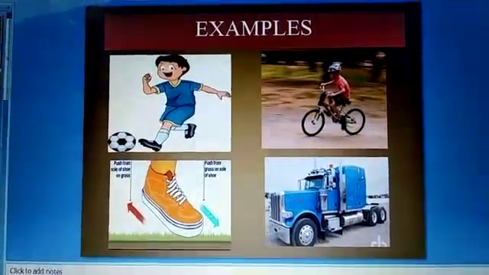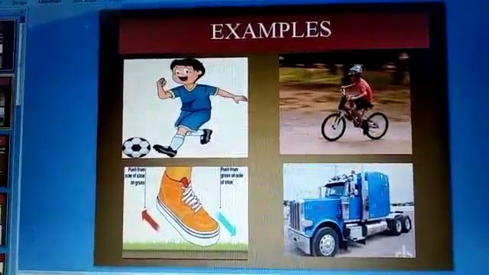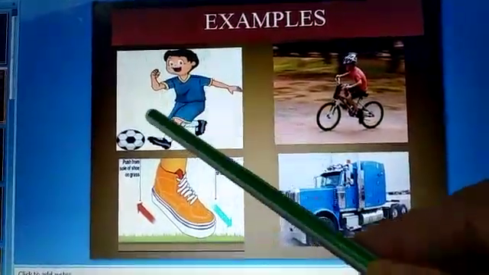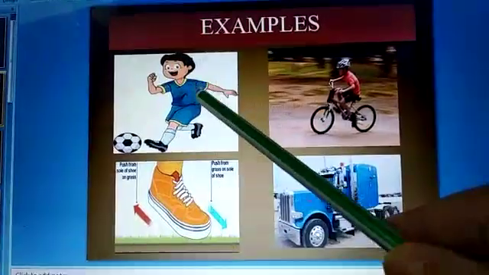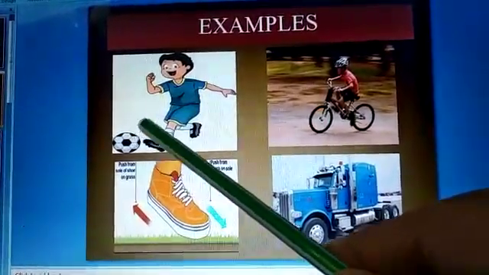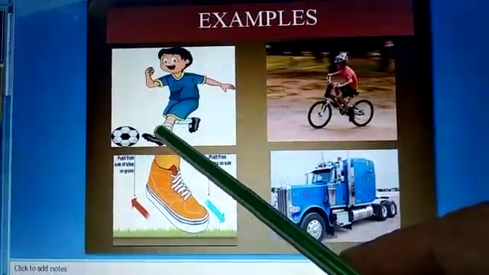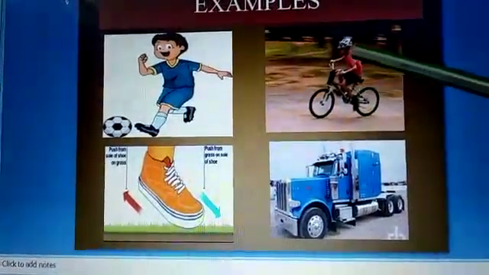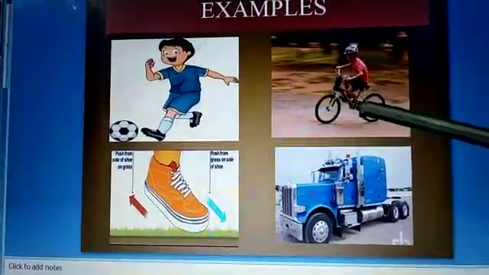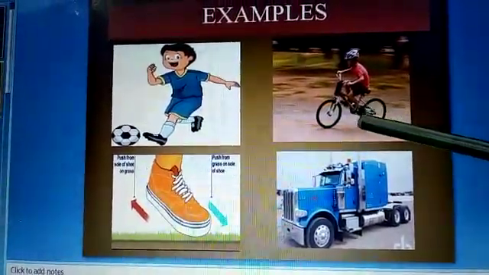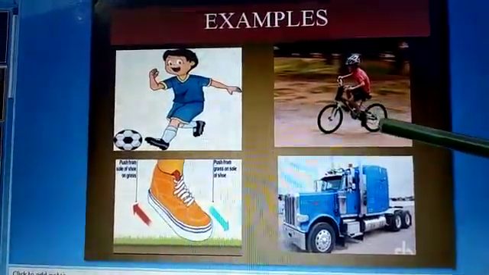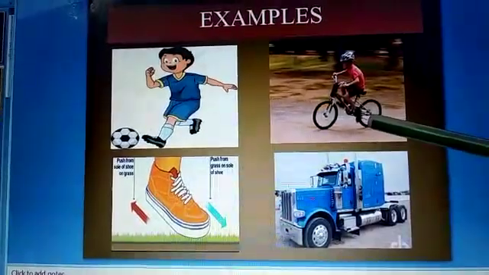Here there are certain examples. In these examples you can see a boy is kicking a ball, and we know that when the ball is kicked, after rolling some distance, the ball stops. Then a child is riding a cycle. You also ride a cycle, and you know that when you stop paddling the cycle, what happens? After covering some distance, this cycle stops.